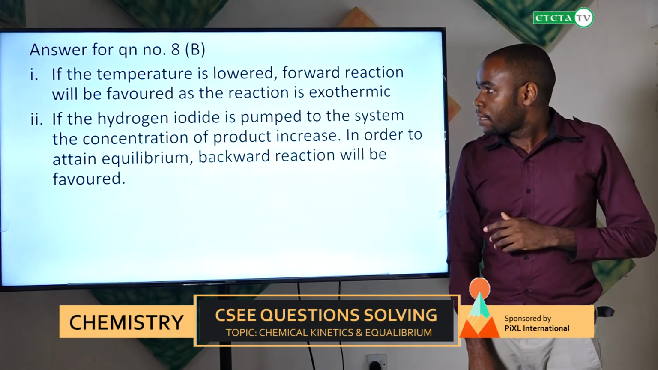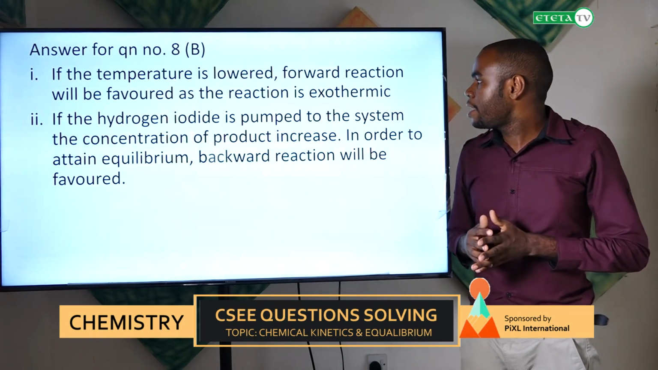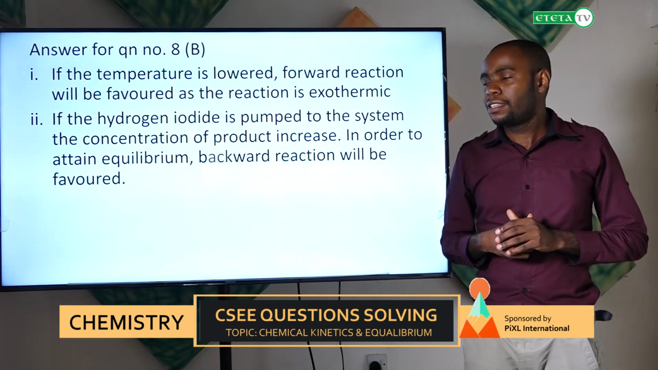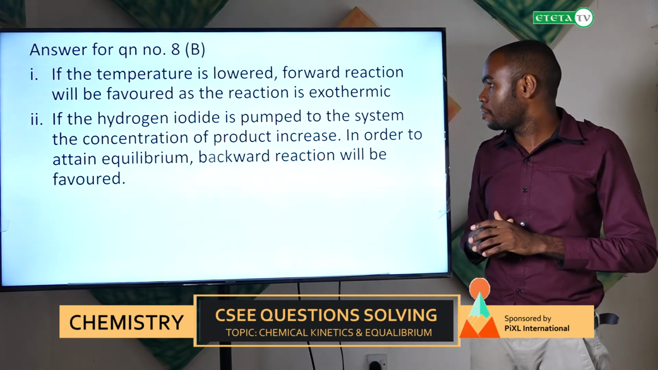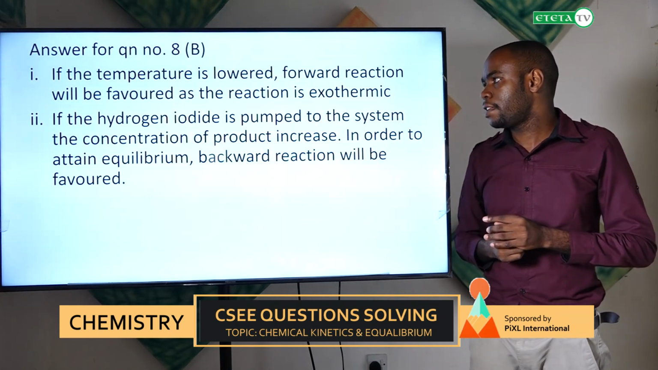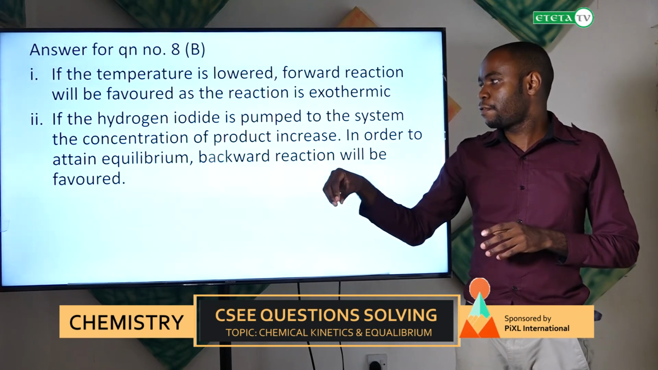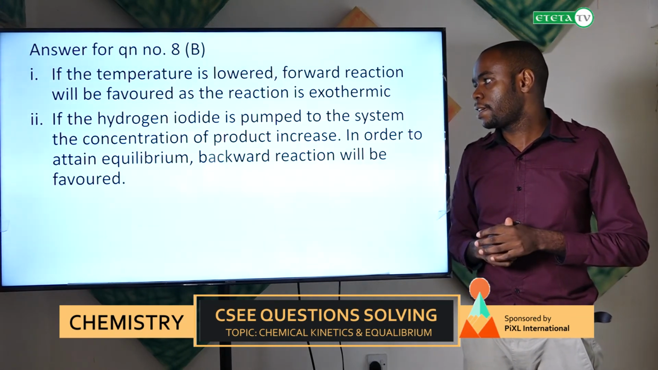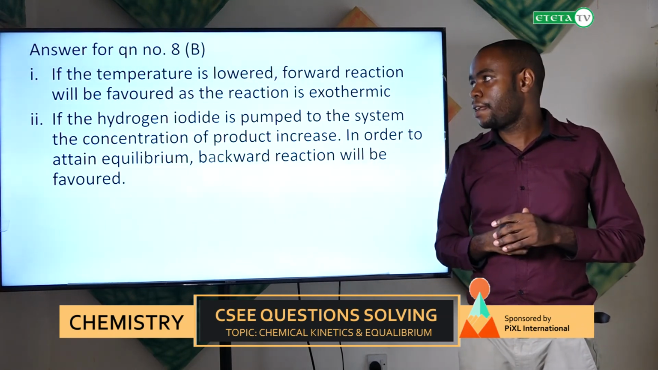But for question number 8b, Roman 2, if the hydrogen iodide is pumped into the system, the concentration of product increases. So the concentration of product will be higher than that of reactant. For that case, in order to attain equilibrium, the backward reaction will be favored. So for the case of adding hydrogen iodide to the system, the backward reaction will be favored to attain equilibrium.